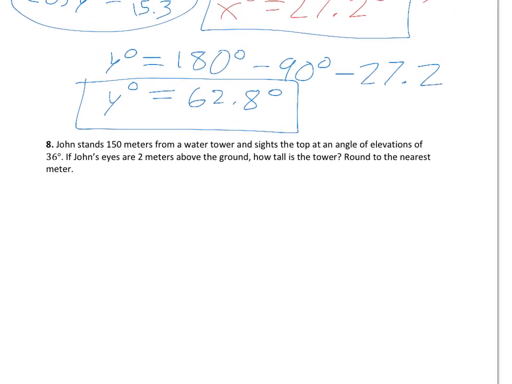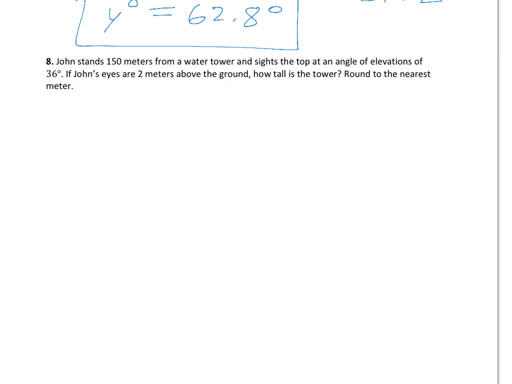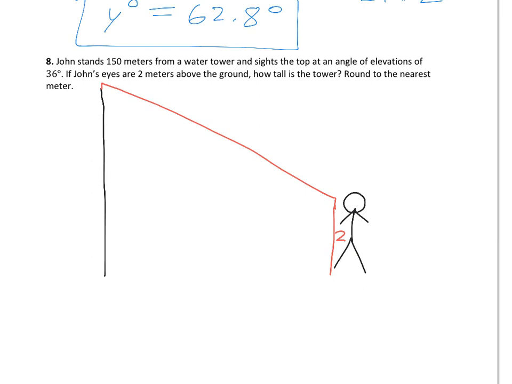For the last one, someone is standing 150 meters away from a tower. Usually towers are perpendicular to the ground. So there's our tower. Let's have the person standing over here. We know that their eyes are 2 meters above the ground, so this is 2. They are looking up at the top of the tower.